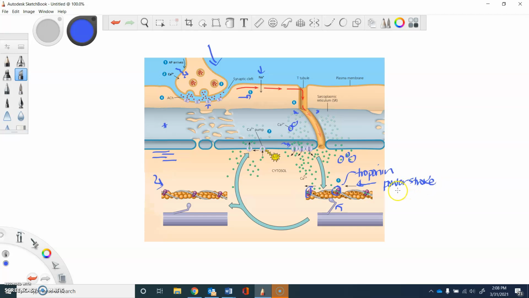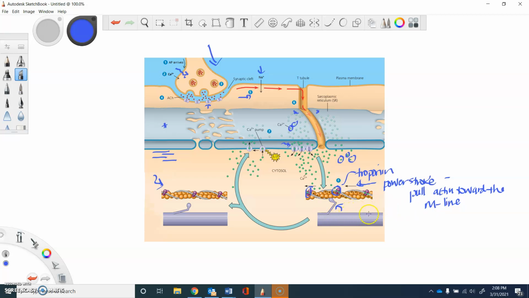So it's going to pull the actin toward the M line. And that shortens the sarcomere, which shortens the muscle. Okay?